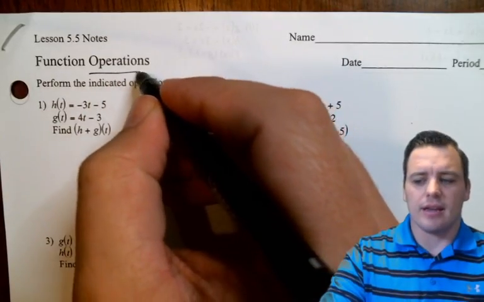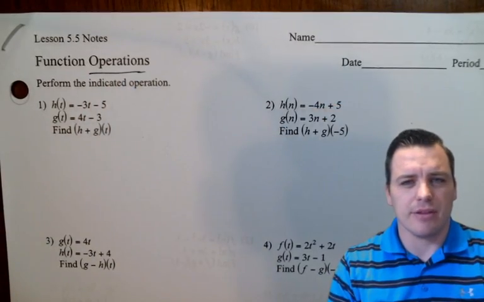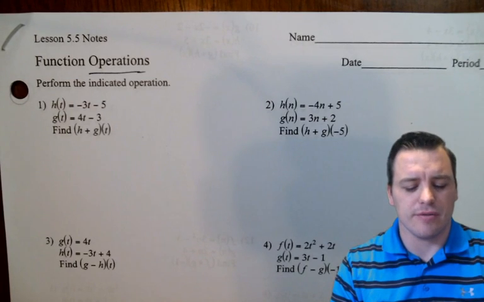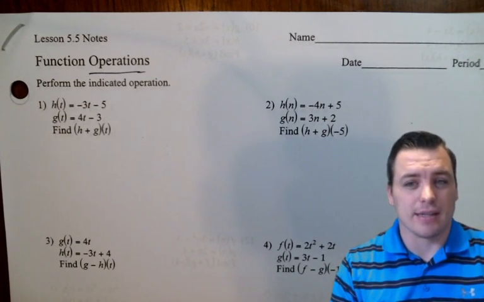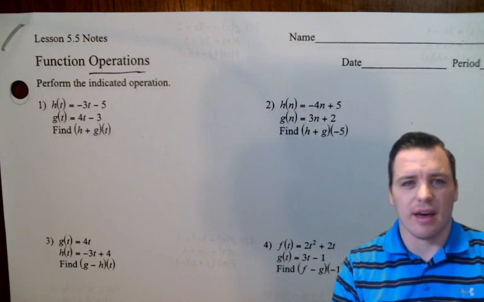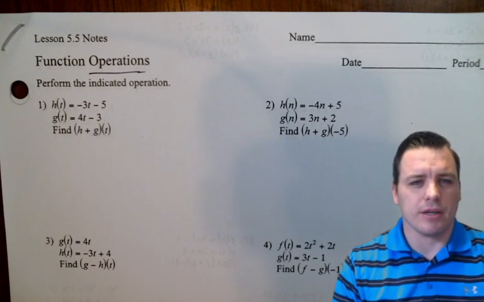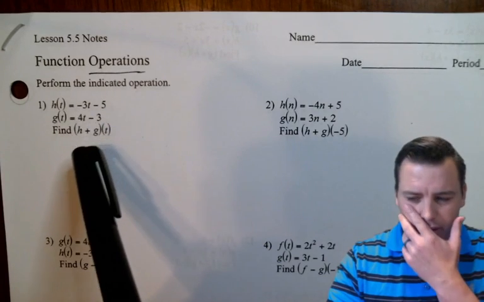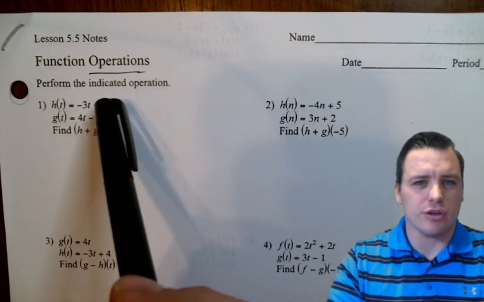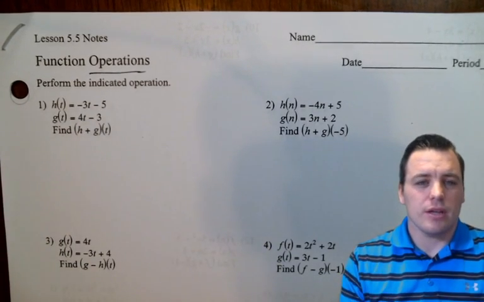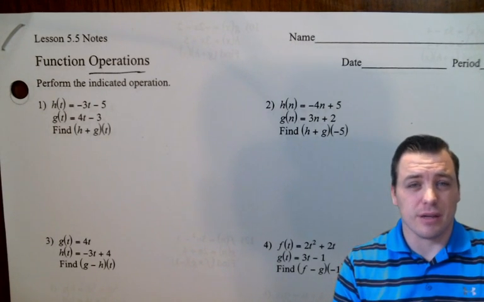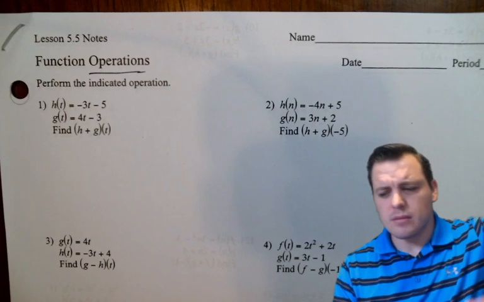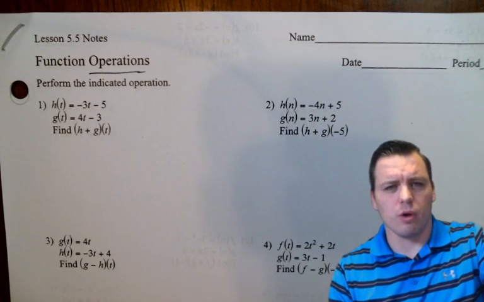Now, anytime you hear the word operations in math, you just simply need to think multiplication, division, adding and subtracting, squaring, stuff like that. So those are all operations. That's what we want to do here: operate when given two functions. This actually looks pretty simple, and it is pretty simple. So let's start with number 1.